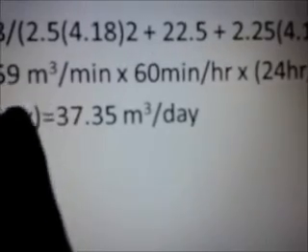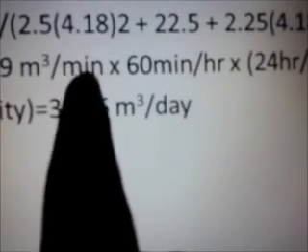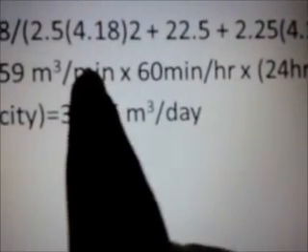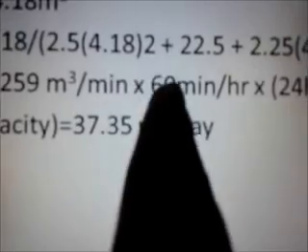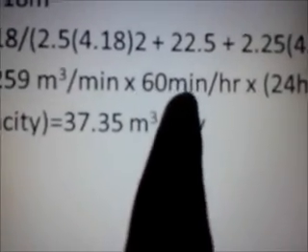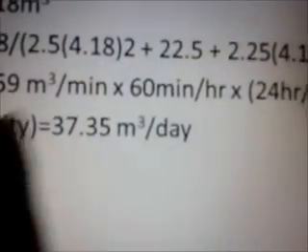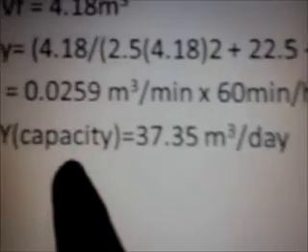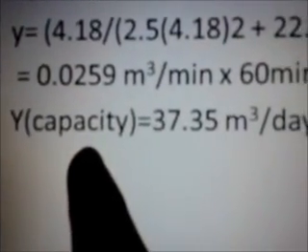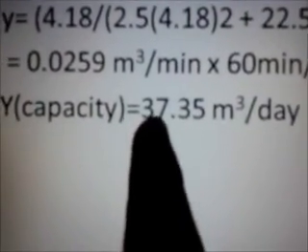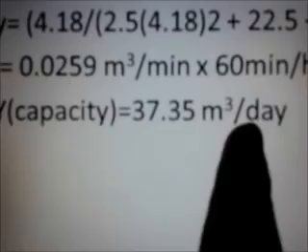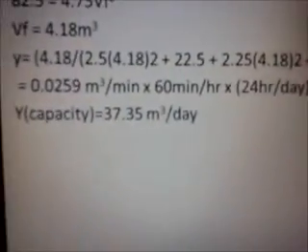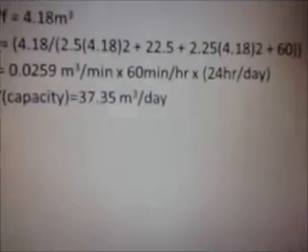So just change this to meter cube per day. So multiply by 60 minutes per hour, then 24 hours per day. We will now have the capacity, filter capacity of 37.35 meter cube per day. So there you have it, all the problems.